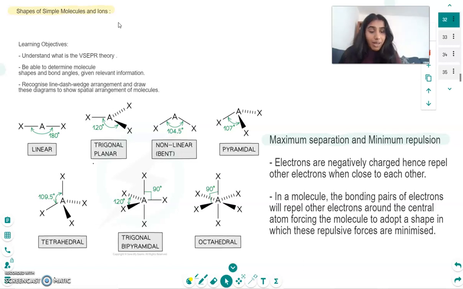We're going through A-level chemistry, and we're doing inorganic chemistry. So we're covering the shapes of simple molecules and ions today.